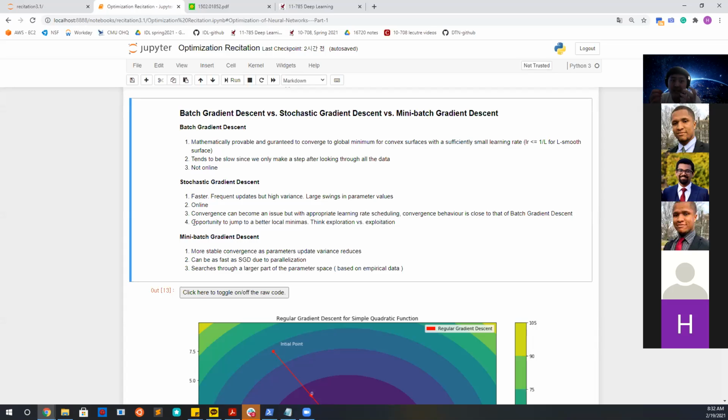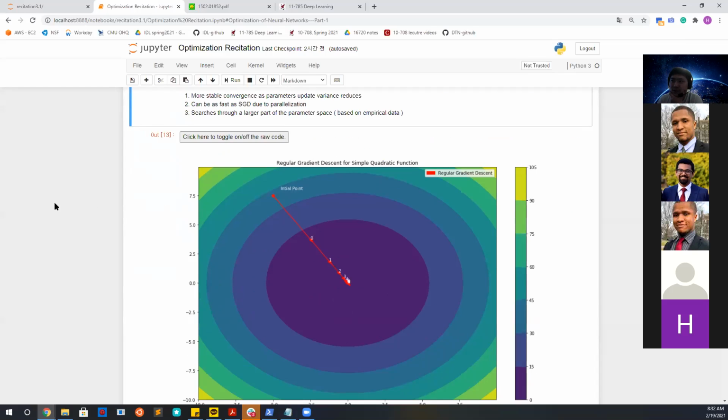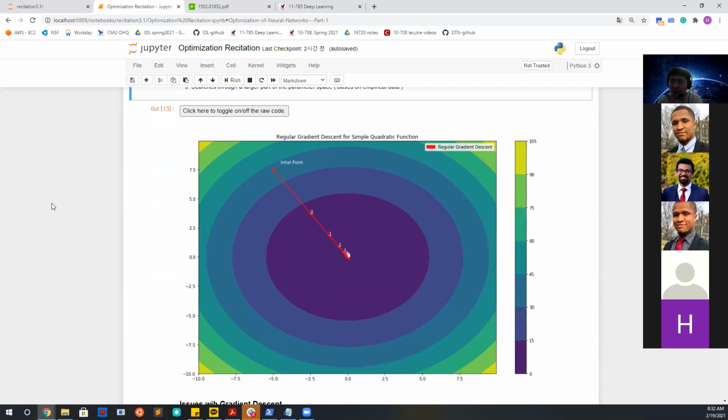And it can also be as fast as SGD, because after each mini batch forward pass is finished, you're updating your parameters. So it could also be done with parallelization, and it also makes you search through a large parameter space. So these were the three benefits of mini batch gradient descent.